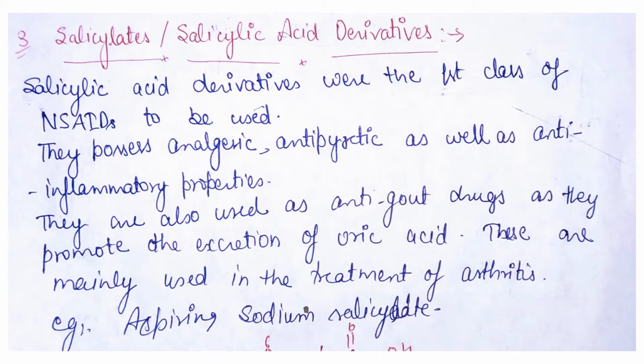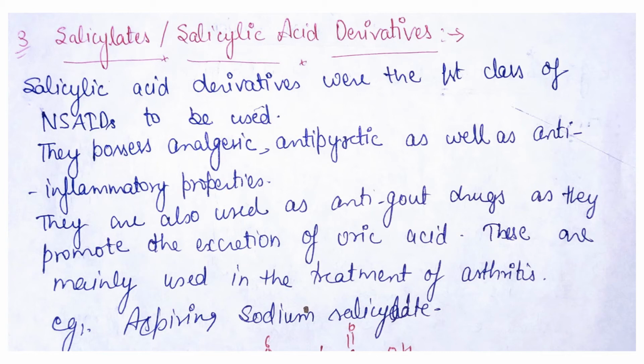Then after this, salicylates, salicylic acid derivatives. The salicylic acid derivatives were the first class of NSAIDs to be used. They possess analgesic, antipyretic, as well as anti-inflammatory properties. They are also used as anti-gout drugs as they promote the excretion of uric acid. These are mainly used in the treatment of arthritis.